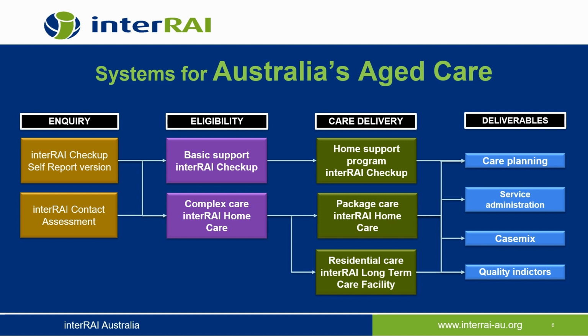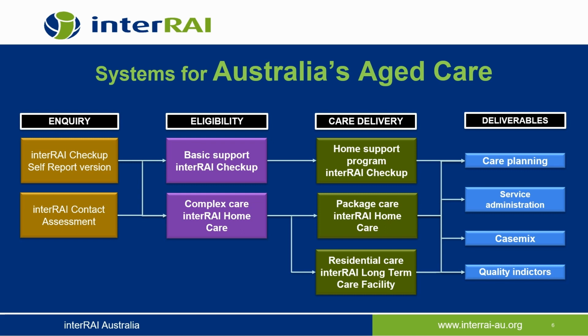InterRAI has a couple of tools that would support the inquiry function. One is called the interRAI Check-Up Self-Report version. This would be an appropriate substitute for the self-assessment that sits on the My Aged Care website at the moment. A little bit more in-depth than what's there, but it also provides a lot more interpretation of what needs are. It also does some work around risk profiling. So it would provide a better front-end suite of information for the subsequent eligibility assessment that would be conducted.